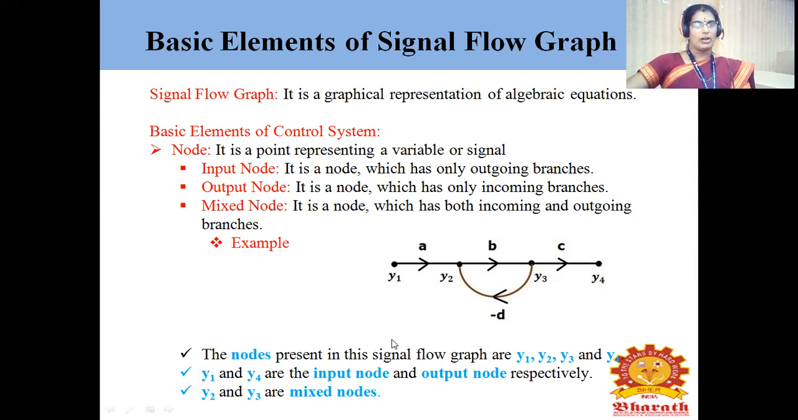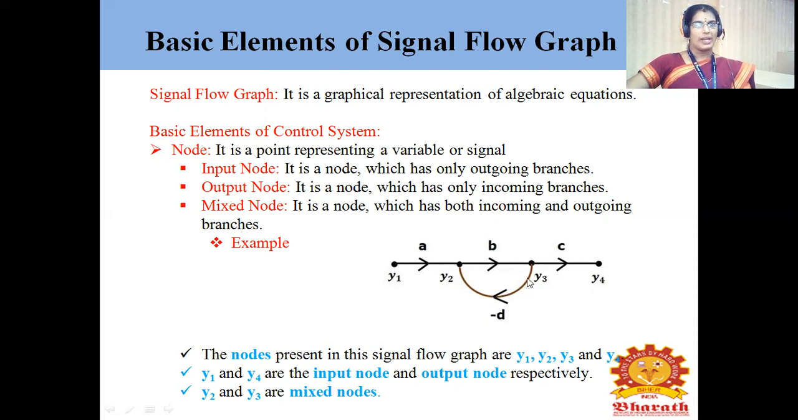As I have said already, if you look at the nodes present in the signal flow graph given here, this is a graphical representation of a given system. Here the signal flow graph nodes are Y1, Y2, Y3 and Y4. These are the 4 nodes of the given signal flow graph. Here, as I said earlier, Y1 is acting as an input node and Y4 is acting as an output node.